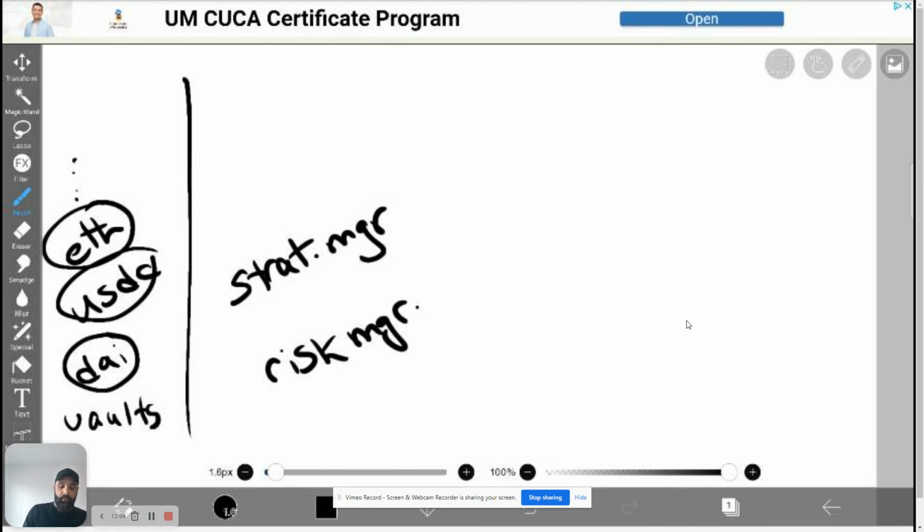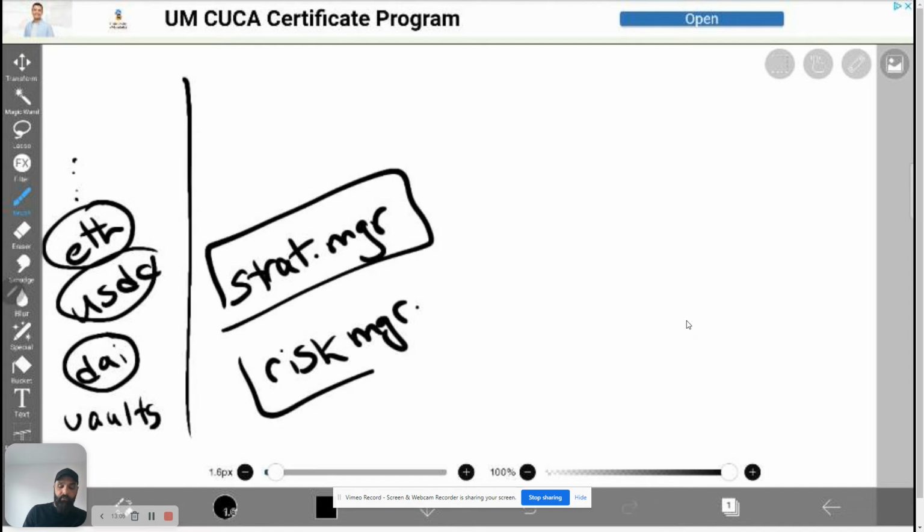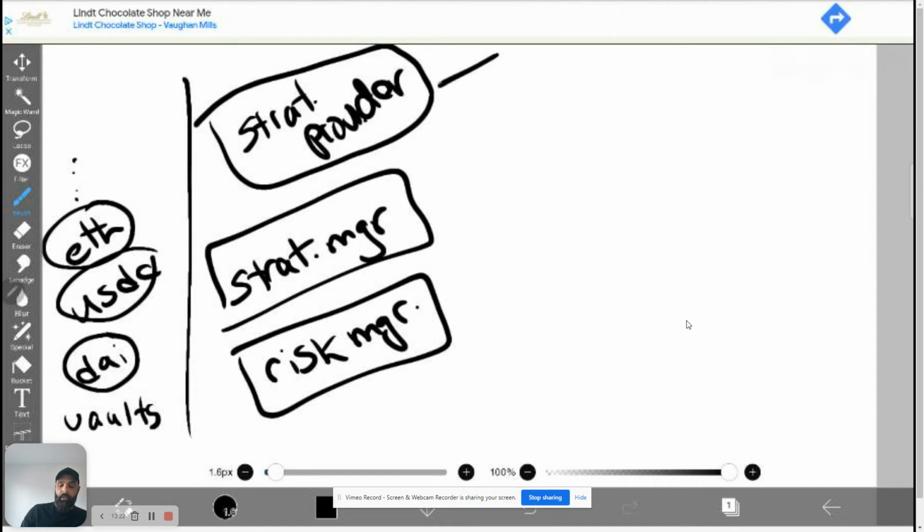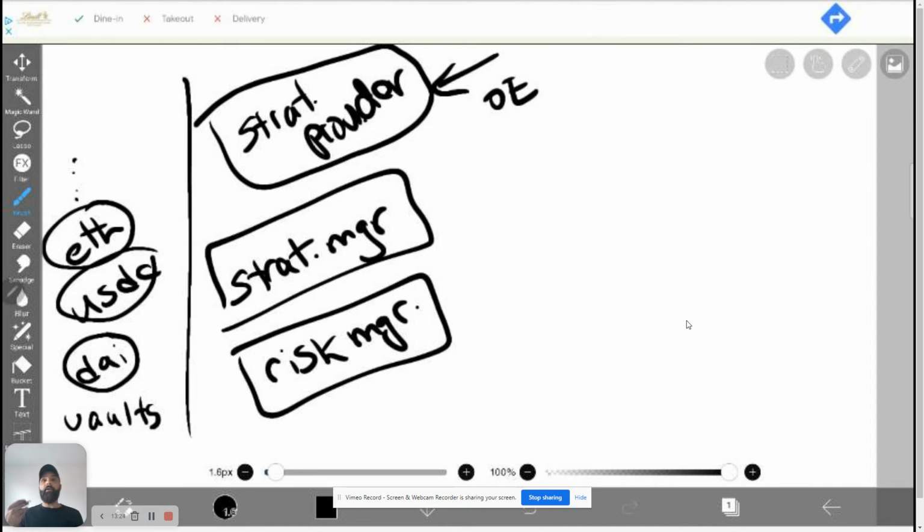So in this architecture, you have your risk manager, your strategy manager, and then your strategy provider, which is what we call our optimization engine. This is recommending strategies. For each vault, it's like an oracle, our own proprietary oracle, that says, for ETH, this is the best strategy of the moment for the vault. If it's a safe vault, it gives the low risk strategy of the moment.